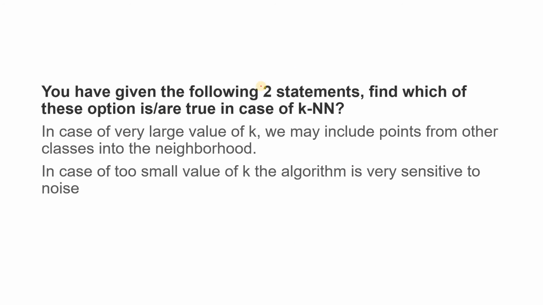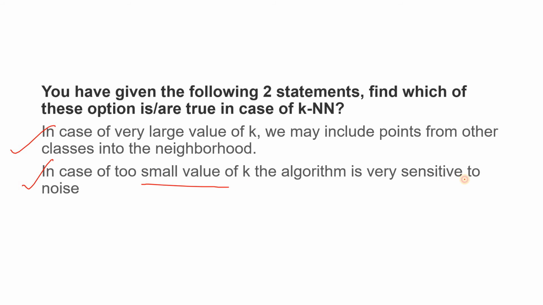Then the next question. You are given the following 2 statements. Find which of these options are true in case of KNN. Option A, in case of a very large value of k, we may include points from other classes into the neighborhood. Option B, in case of too small a value of k, the algorithm is very sensitive to noise. So obviously, no doubt, the correct answer is both.